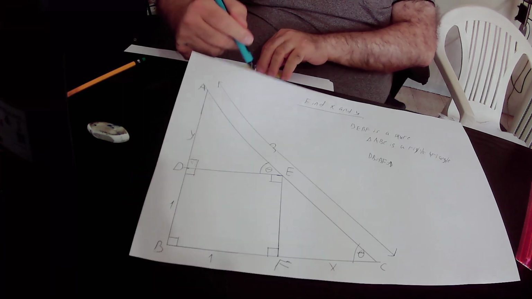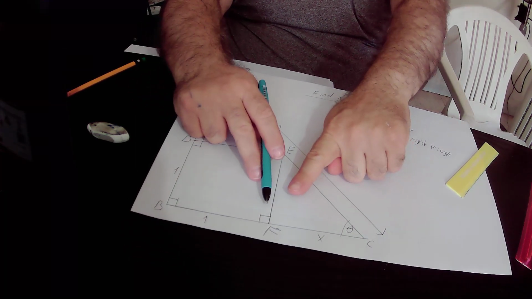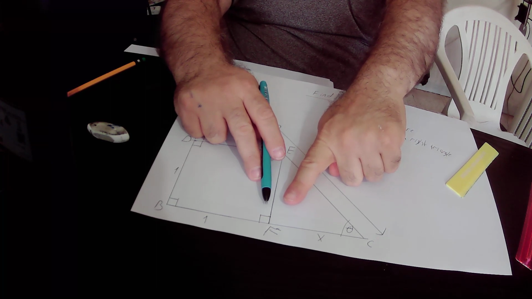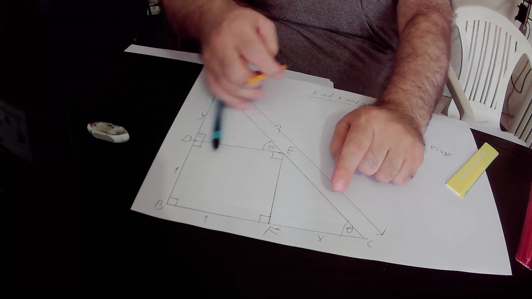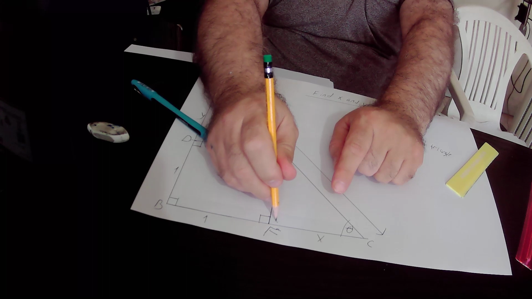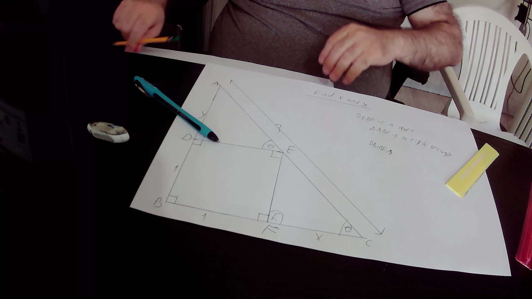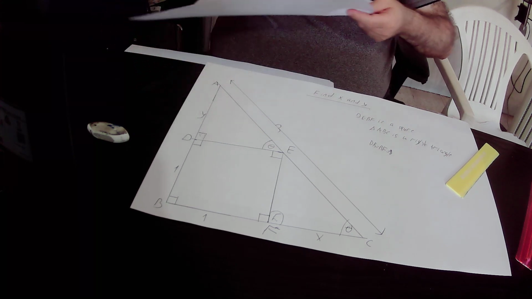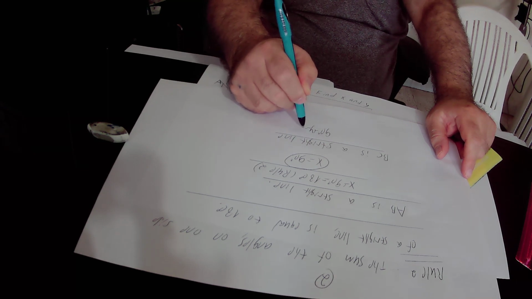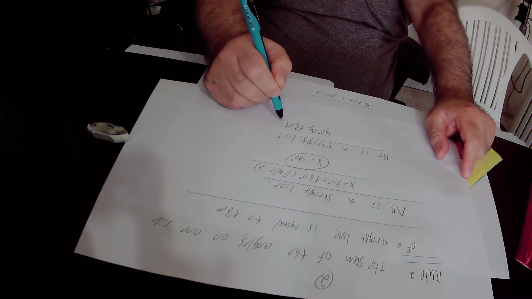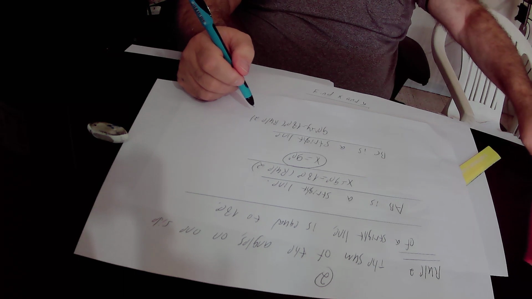So if we focus on the upper side of the straight line BC at point F, then the sum of the angles must be equal to 180 degrees. So if we define this angle as angle Y, then 90 degrees plus angle Y must be equal to 180 degrees, according to rule number 2, that the sum of the angles on one side of a straight line is equal to 180 degrees.